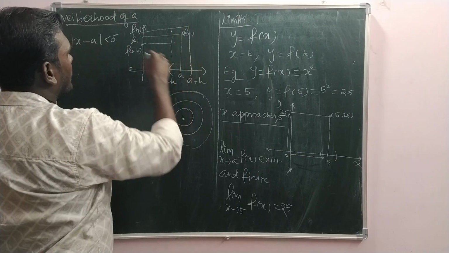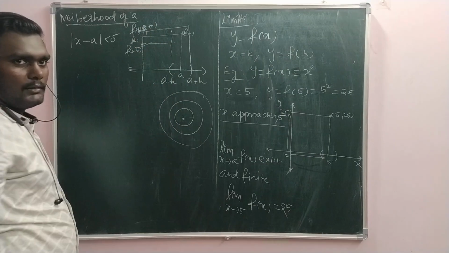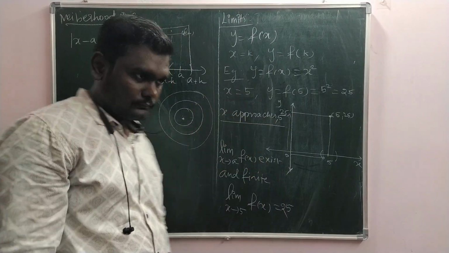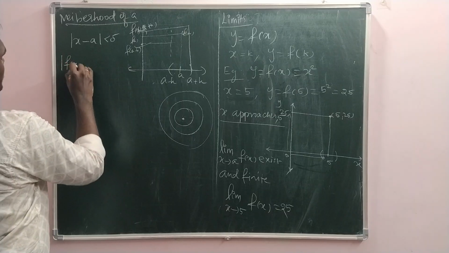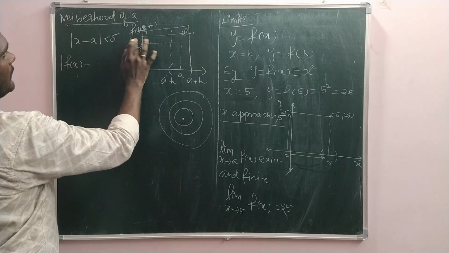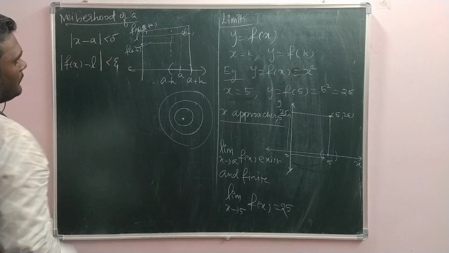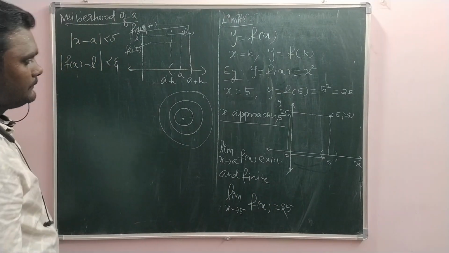Here one neighborhood will be created, right? See, this neighborhood will be created. That also will have a length, the distance. So that we will call it what? F of x, considering f of a. This is the limit L, like we will call it. So this L as the center, that will be less than epsilon. Okay, the same definition in that manner.